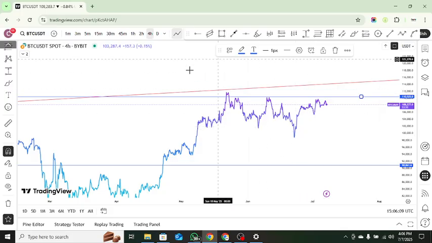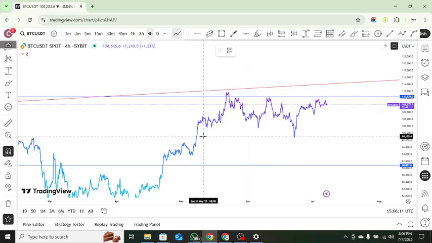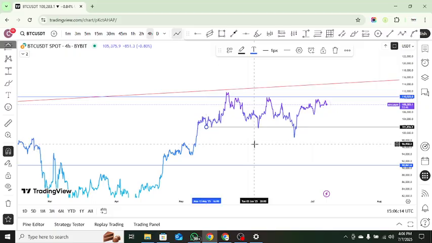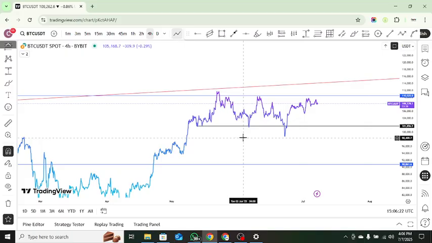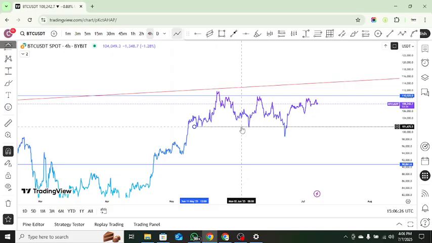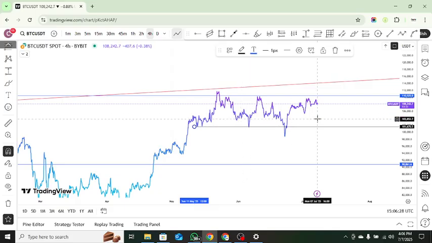So now, if you look at it clearly, I will change the color. I will use another color for me to detect the difference between the daily time frame support and resistance zones and the 4 hour time frame support and resistance zones. So looking at this chart now, I can say this was a support zone, and we are expecting the market to come back to this zone.